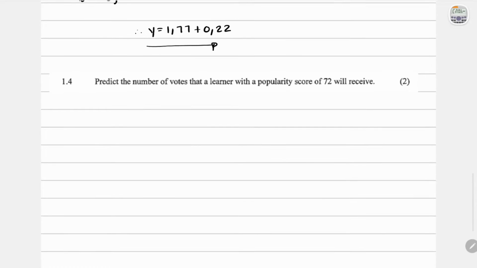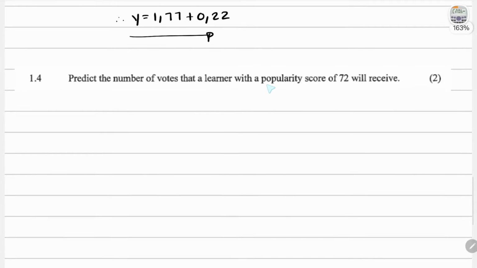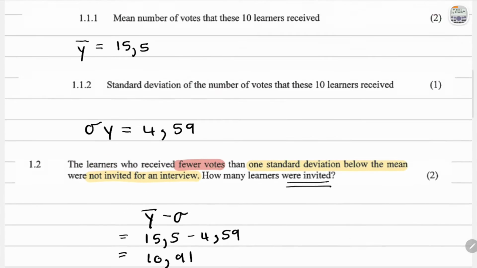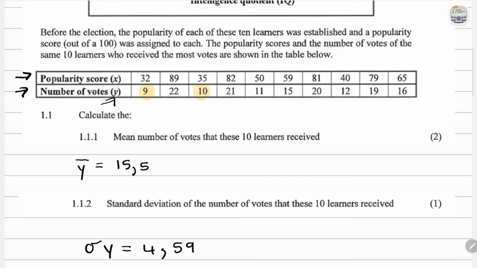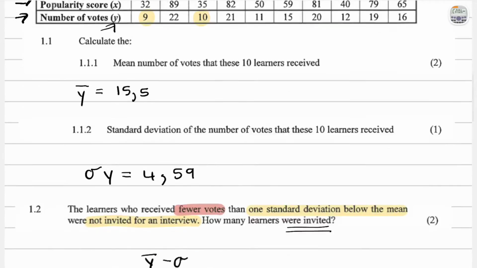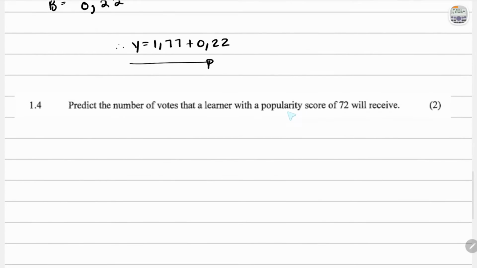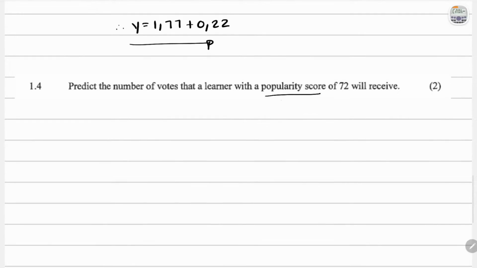Okay, 1.4 says predict the number of votes that a learner with a popularity score of 72 will receive. Remember, this obviously has to do with what we just found. It is still dealing with this table. With this least squares regression line, the popularity scores, as you saw, were your X values. That's why all the votes were dealing with Y values.